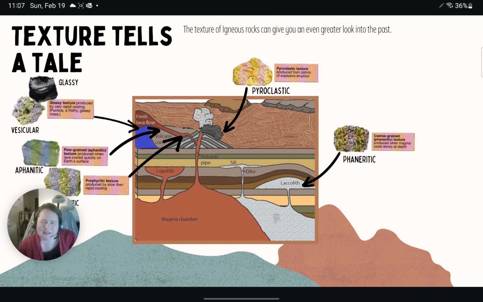The pyroclastic texture has all these little shards of different rocks in with the fine grain, and it shows a lot of destruction as a pyroclastic flow came down and broke up all these little pieces of rock and then cooled quickly around them. And then the phaneritic texture you can see in this laccolith where it cooled slowly over time and formed a bunch of nice big crystals and big grains inside that texture.